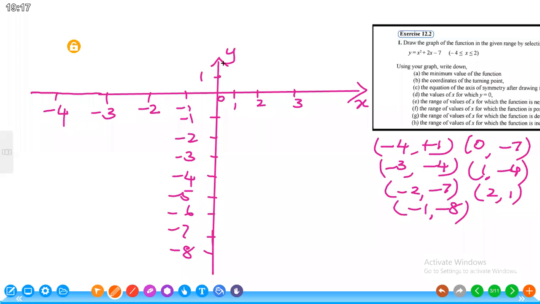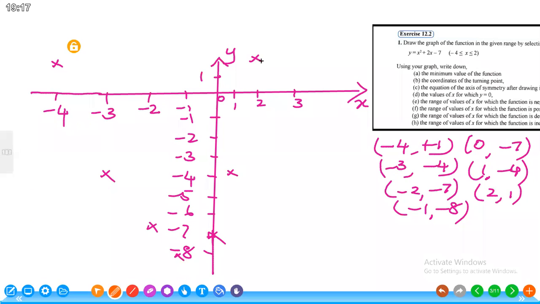Okay, now plot the points according to the coordinates. First -4, +1. Here, then -3, -4. Here, then -2, -7. Here, -1, -8. Here, right? Then 0, -7. Here, then 1, -4. Here, then 2, 1 here.